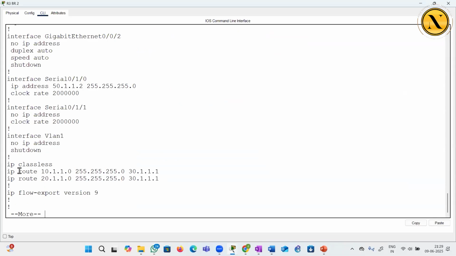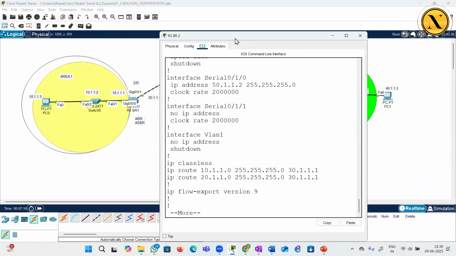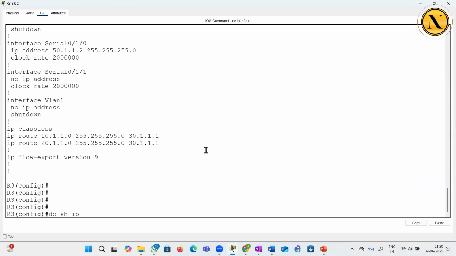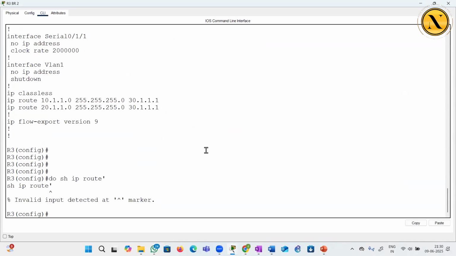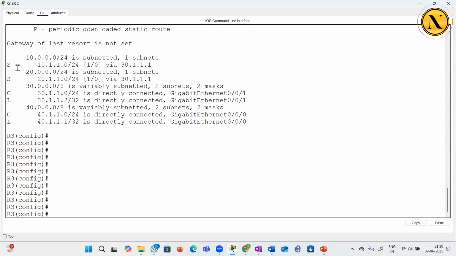One till 10.1.0 subnet and second till 20.1.0. Actually, it's not correct. I could have configured only one default route, right? But just to give you a demo. Now, check its routing table. Do show IP route. I think we'll exceed a bit of time. Now I have two static routes, one till 10 and another till 20, right?